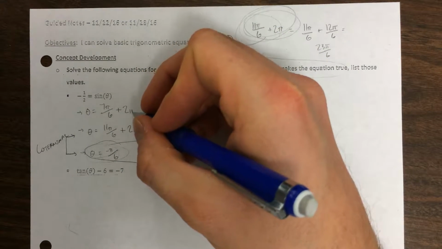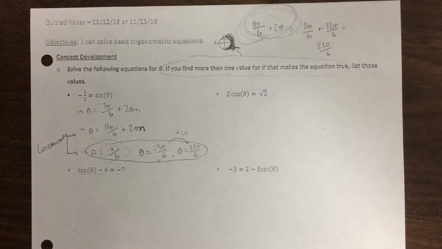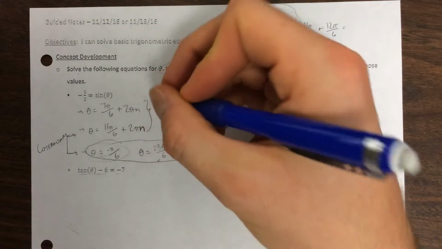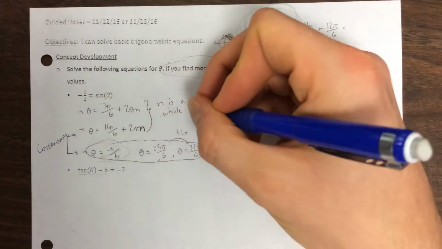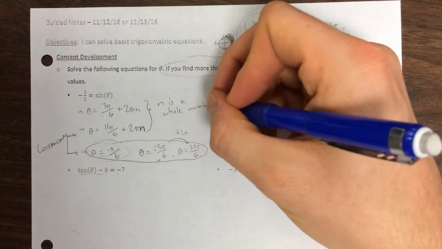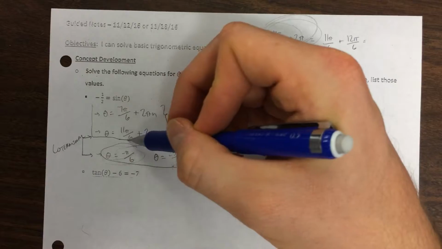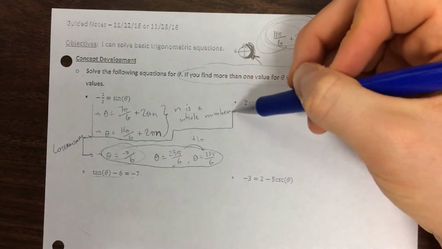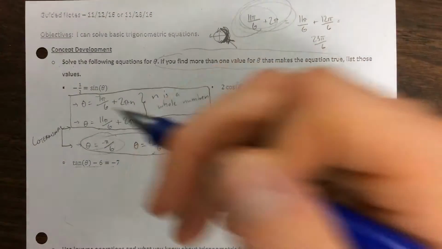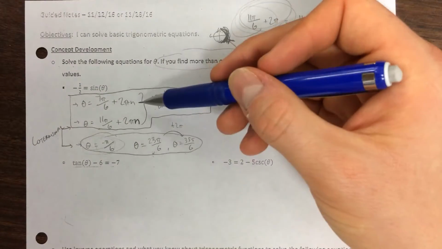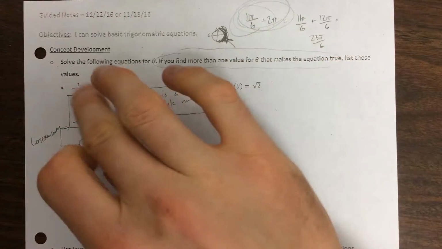Same concept applies with 7 pi over 6. The reason we're adding 2 pi n is because that takes care of every single coterminal angle. And here n is a whole number. So n can be negative, n can be positive, n can be 0. By adding 2 pi n, we take care of every single coterminal angle with 7 pi over 6 and every coterminal angle with 11 pi over 6. And so these two sets of solutions are the solutions that make this equation true.